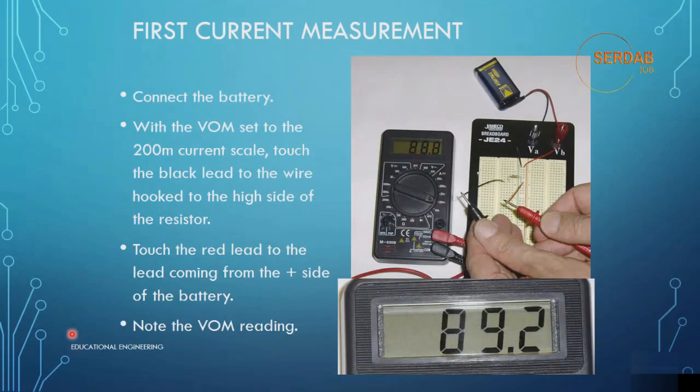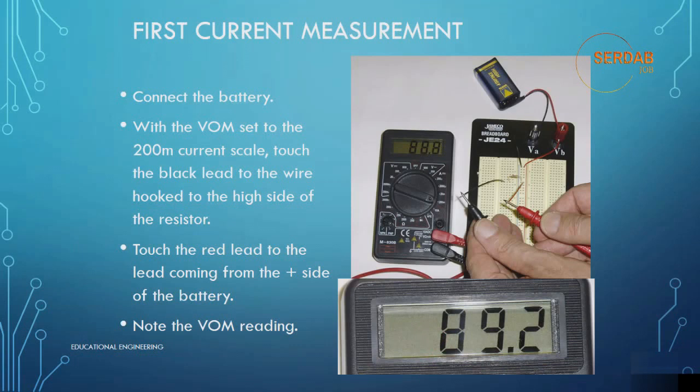Now let's connect our battery and measure the current with the volt ohm meter set to the 200 milliamp current scale. Touch the black lead to the wire hooked to the high side of the resistor. Then touch the red lead to the lead coming from the positive side of the battery. Note the volt ohm reader. It will give you 89.2, and this is in milliamps, so the current flowing through that resistor is 89.2 milliamps.